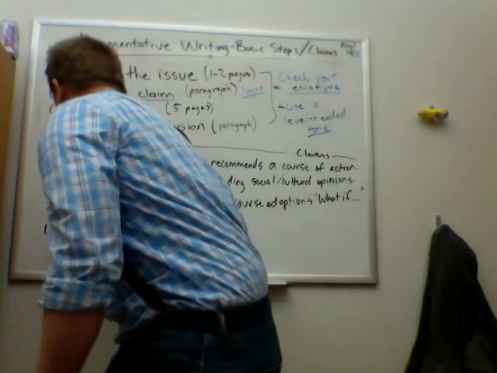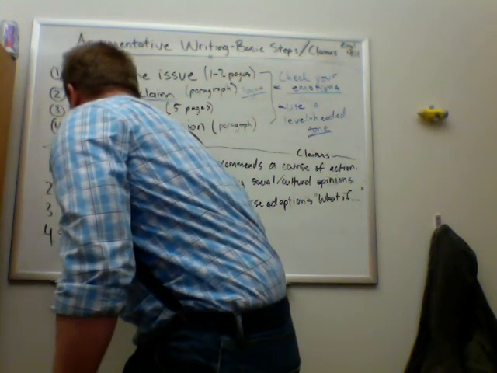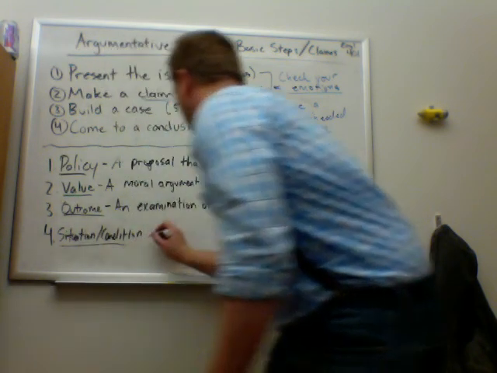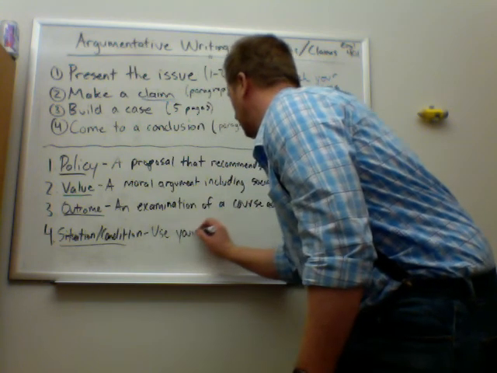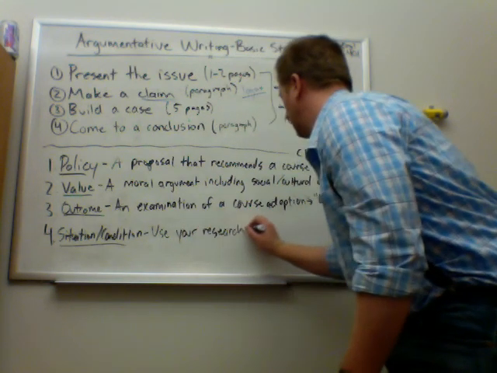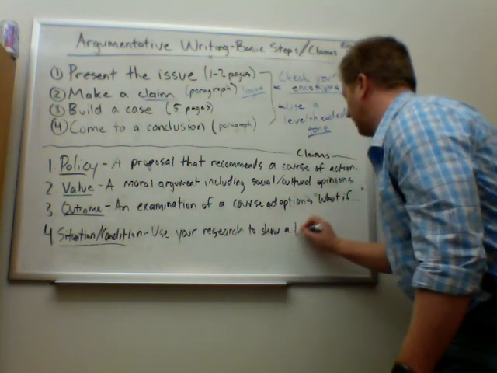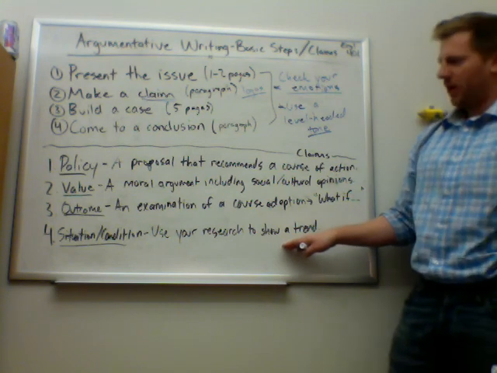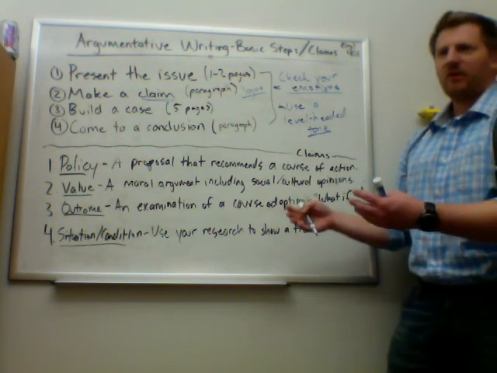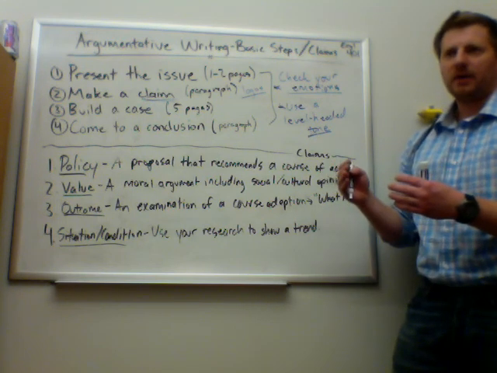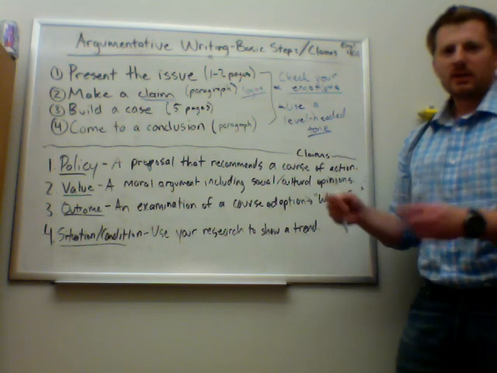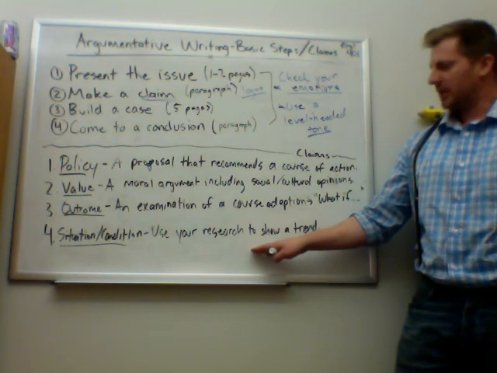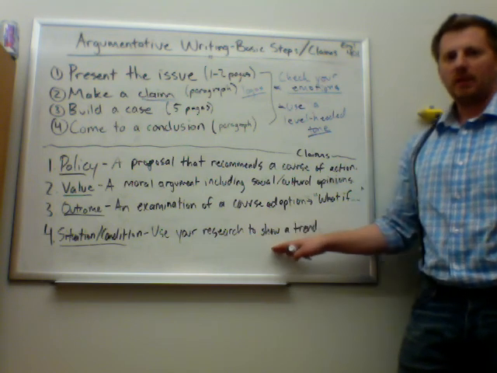And finally, you have a situation or a condition-based claim. So this one is where you use your research to show a trend. For example, global warming, right, is very much like a condition-based claim. Hey, look, we've got all these different sectors of the environment changing in all these different ways. And so you've got this condition or this situation that's changing, and I'm going to use my research to show that.